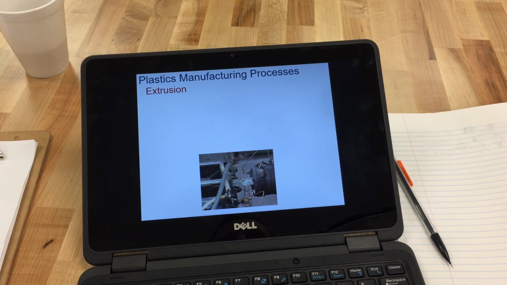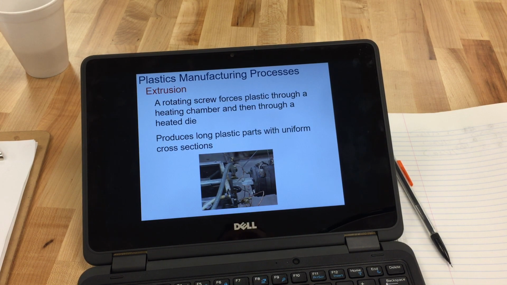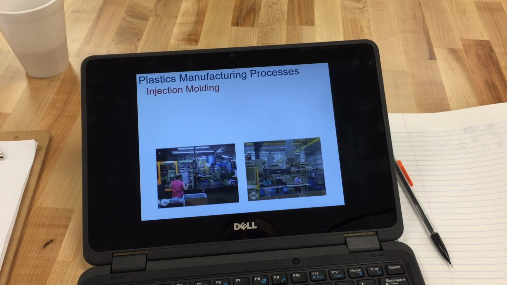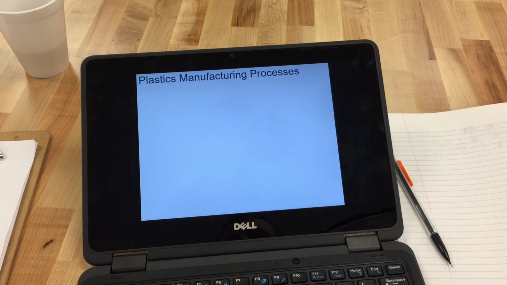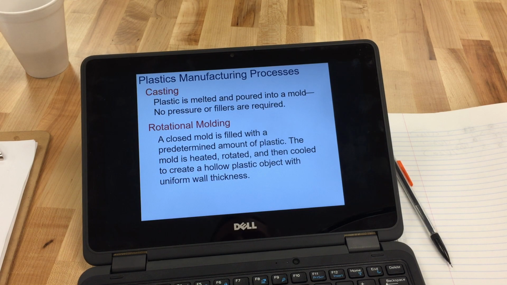Material specific manufacturing processes: plastic and ceramic. For plastic, you can extrude stuff or do molds. Injection molding is the most widely used high volume production process. Casting is where plastic is melted and poured into a mold. No pressure is required. Rotational molding is where a closed mold is filled with a predetermined amount of plastic, and then it's rotated and cooled to create a hollow plastic object.